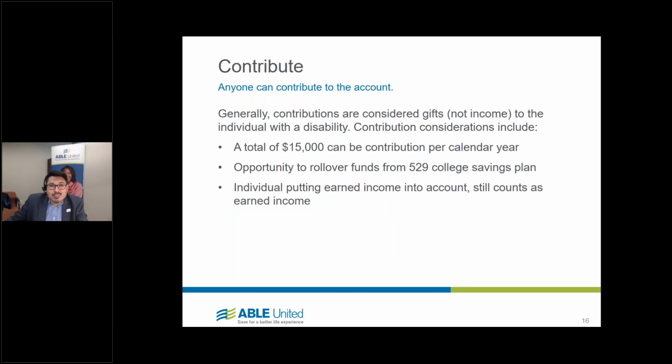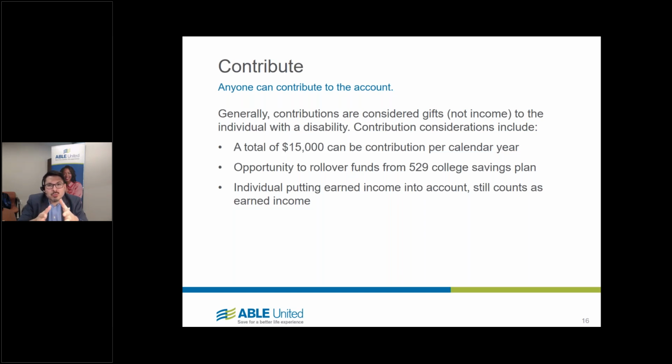Once again, contributions are considered completed gifts. They can come from the beneficiary, the account administrator, or a third party. Anybody can contribute to these accounts up to a total of $15,000 per calendar year from all sources. Also, rolling money over from another ABLE program is allowable, and 529 college savings plans can roll over leftover funds into an ABLE account.